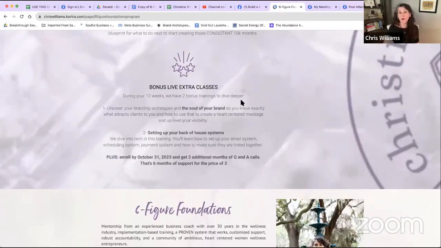And when you enroll by October 31st, which is of course at the end of this month, you're going to get 3 additional months of Q&A calls, which means, and this is the first time I've ever offered this, that you actually get 6 months of support for the price of 3. So it's a 12-week program, but after the 12 weeks are over, you can still stay in the community and come and show up for the monthly live Q&A calls.